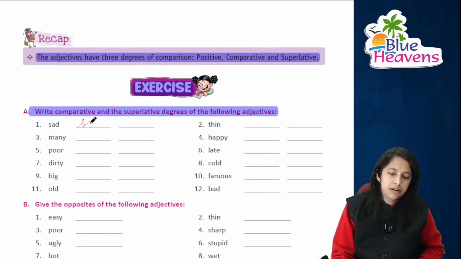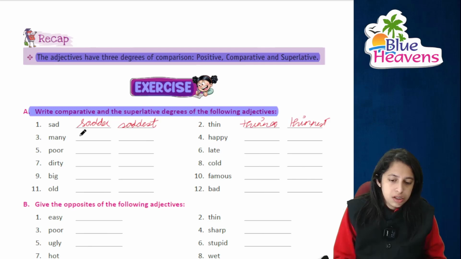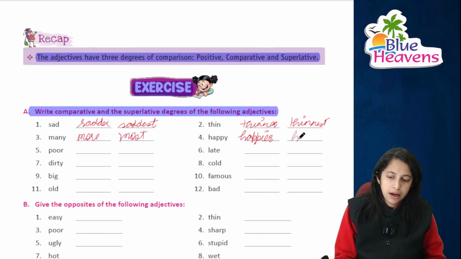Sad, sadder, then saddest, right. Thin, thinner, then thinnest, right. Many, more, then most. Happy, of course happier, and again happiest, right. Poor, poorer, and poorest. Late, later, or you can write latest, right.